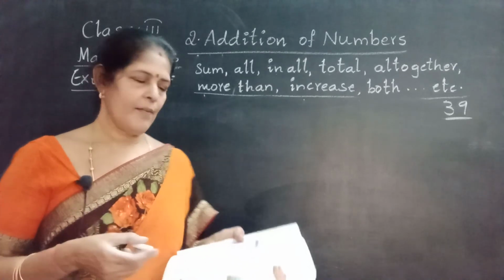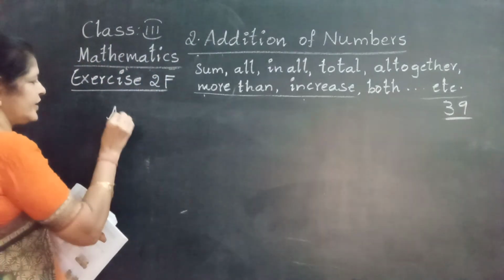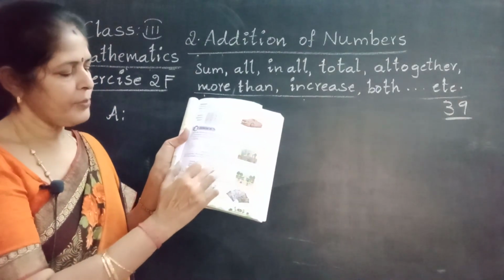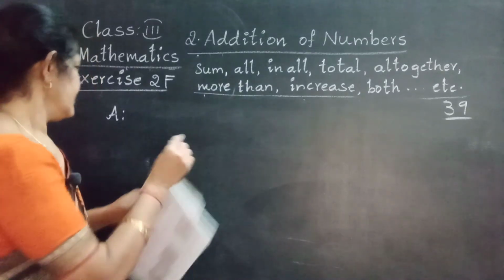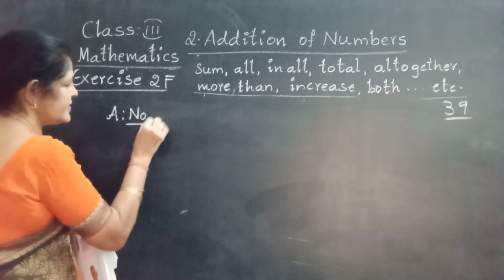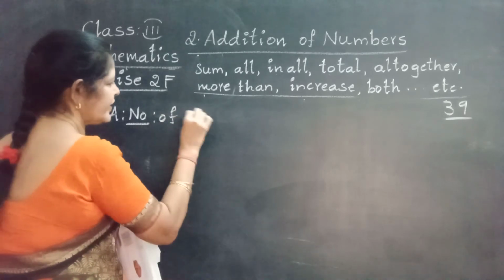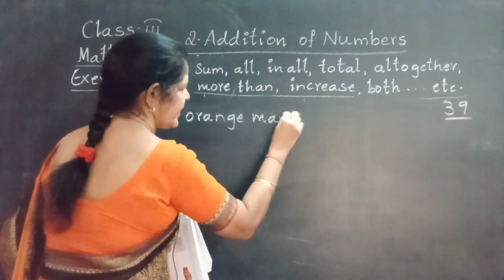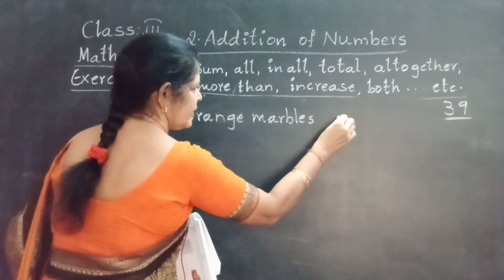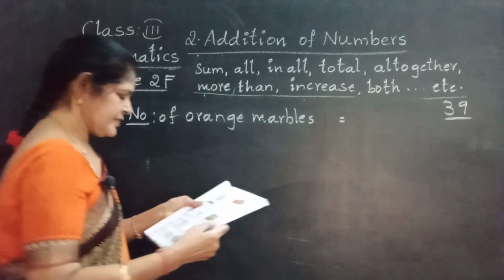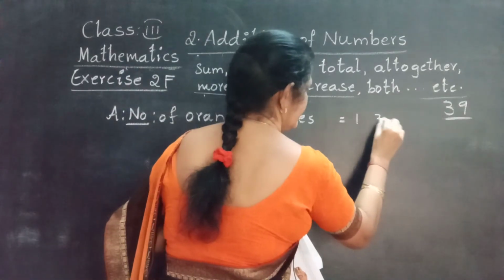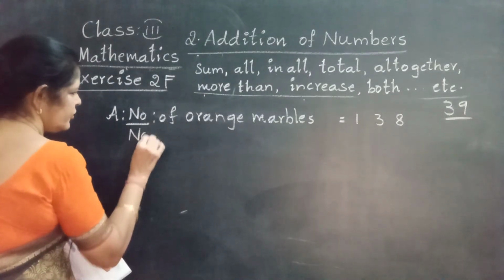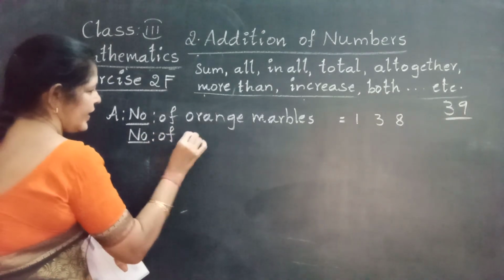Okay? Come on, write the answer. How are we going to write in classwork? This is the textbook part. You also complete the answer in the textbook. Number of. This is read as number of. What is the first? Orange marbles. Write the words neatly and leave a gap. What is the number? 138.